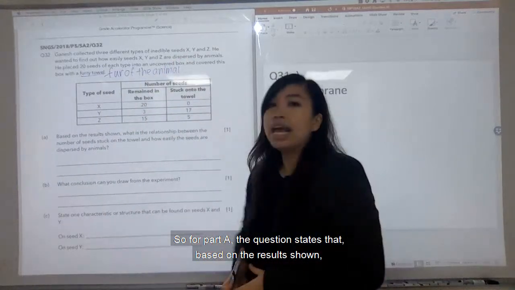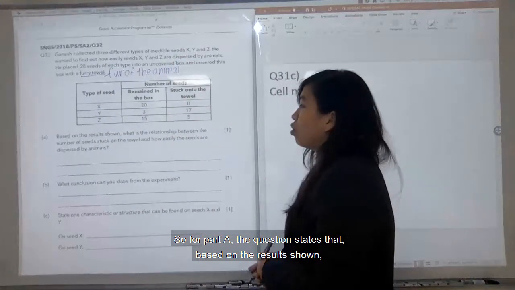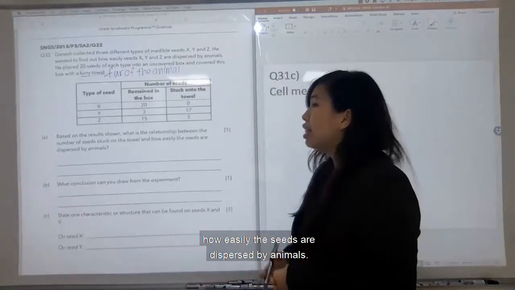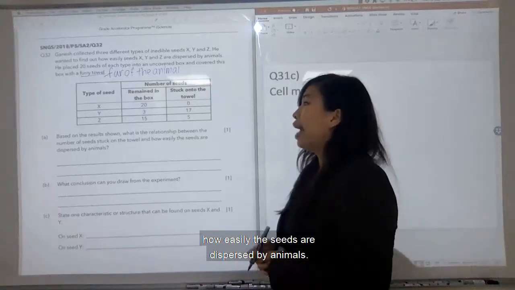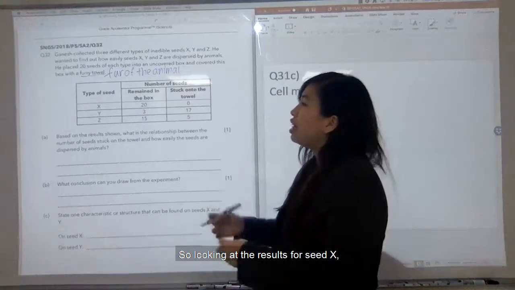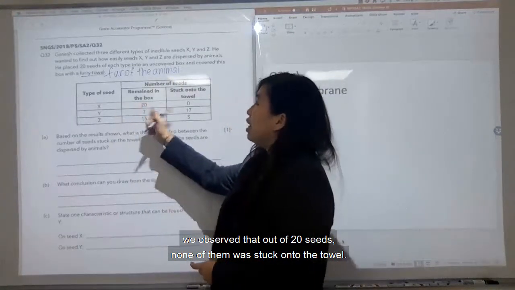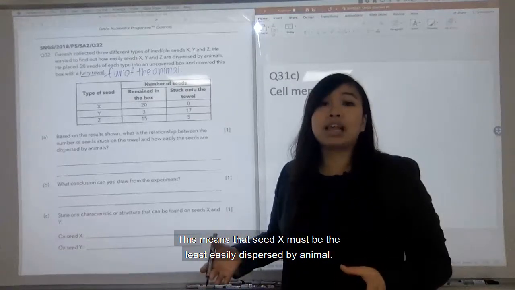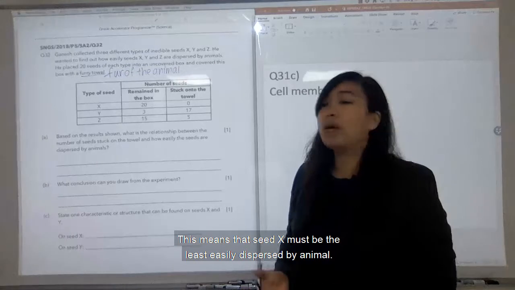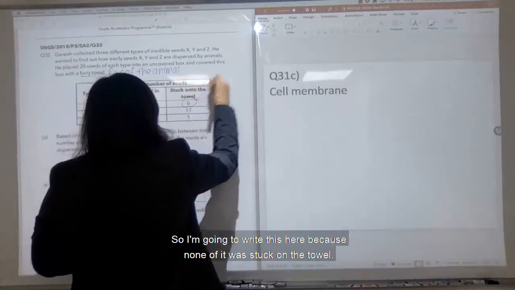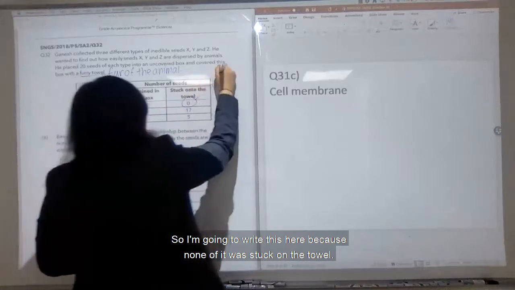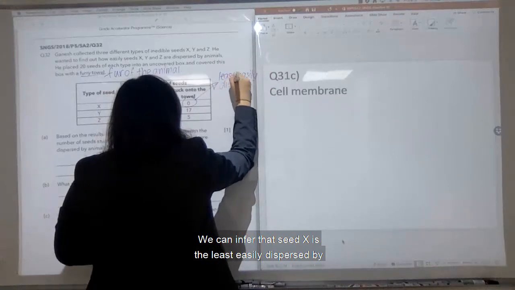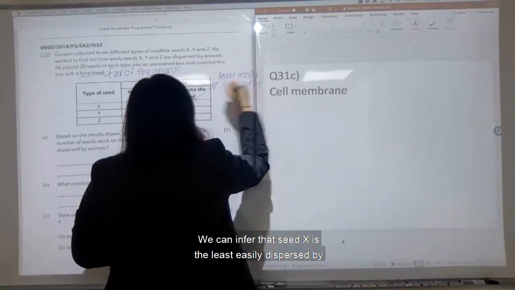So for part A, the question states that based on the results shown, what is the relationship between the number of seeds stuck onto the towel and how easily the seeds are dispersed by animals? So looking at the results, for seed X, we observe that out of 20 seeds, none of them was stuck onto the towel. This means that seed X must be the least easily dispersed by animal. So I'm going to write this here. Because none of it was stuck onto the towel, we can infer that seed X is the least easily dispersed by animal.